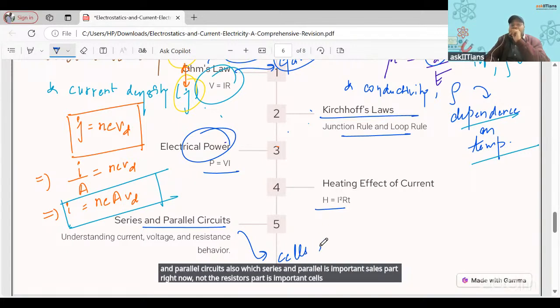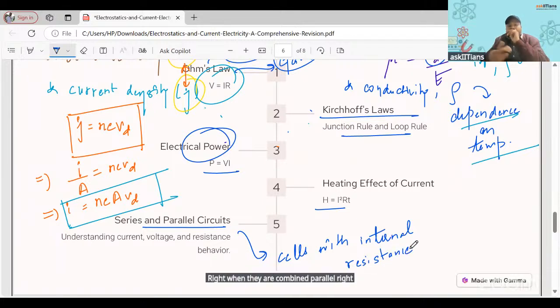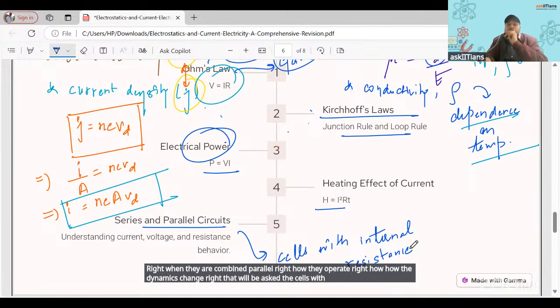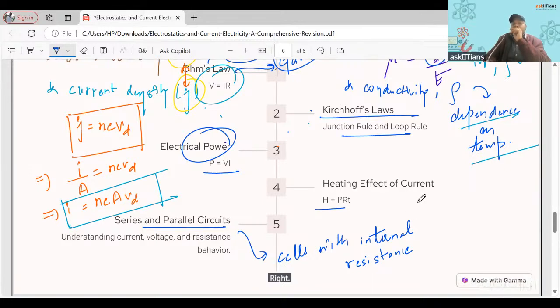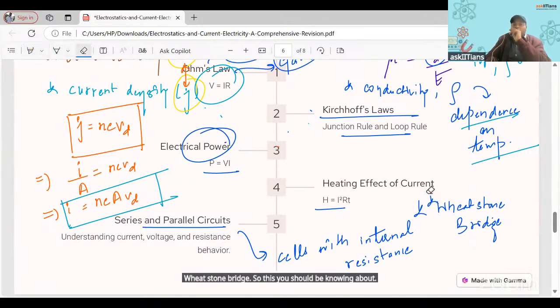Cells with internal resistance, when they are combined in series and when they are combined in parallel, how they operate and how the dynamics change, that will be asked. So you should know about cells with internal resistance. And then we have the concept of the Wheatstone bridge. This you should be knowing about. So these are all the topics which we have.